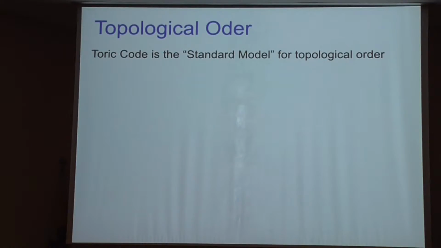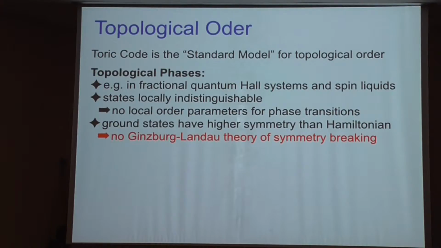So let me say a few more things about why topological order is something interesting. The toric code is considered the standard model for those topological phases. Prominent candidates where these appear are fractional quantum Hall systems and spin liquids. This is the class to which the toric code also belongs.